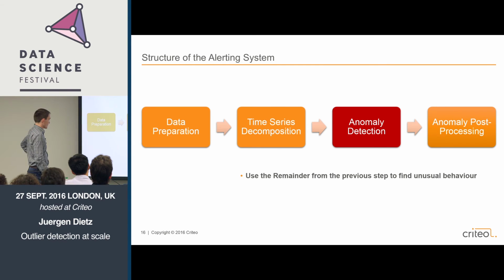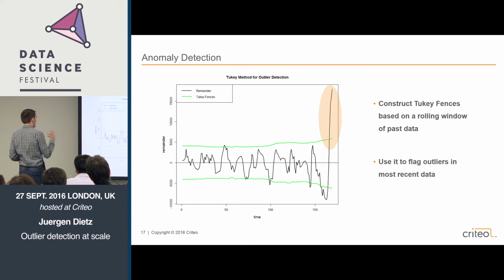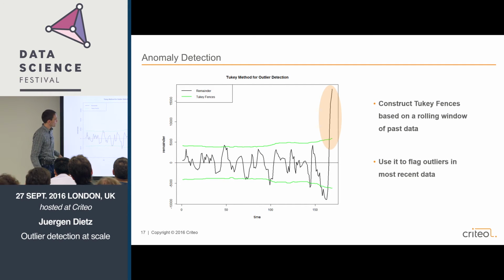And now we have decomposed the time series, we have a remainder, and that gets pushed on into the next module, which is the anomaly detection. Now obviously we want to find the abnormal behavior. And so one main method that we have used here is the Tukey method. So you feed in the remainder, which is the black line here, over time. And it looks, I mean there's some sort of regularity, but overall you could say it's noise.